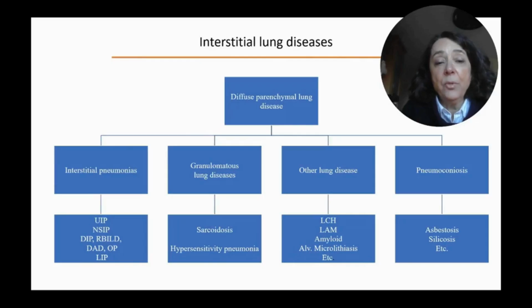We have also granulomatous lung diseases, and the most important is sarcoidosis. There are other entities we are going to see later. Other entities that are more rare, like Langerhans cell histiocytosis, LAM, which is lymphangioleiomyomatosis, pulmonary amyloid, and other entities, and at the end, pneumoconiosis, which we are not going to talk about.